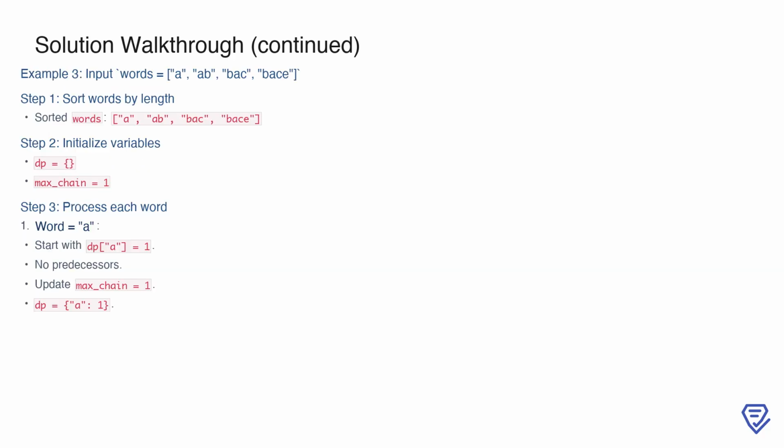In the third example, the input words are bac, base. After sorting by length, we get bac, base. We initialize dp as an empty dictionary and set max_chain to 1. Starting with the first word, we assume it forms a chain of length 1, so we set dp equals 1. Since there are no possible predecessors, no updates are needed. We then update max_chain to 1. The dp dictionary becomes 1.